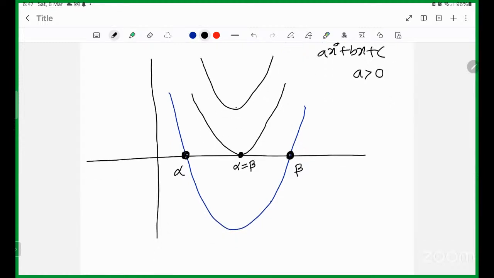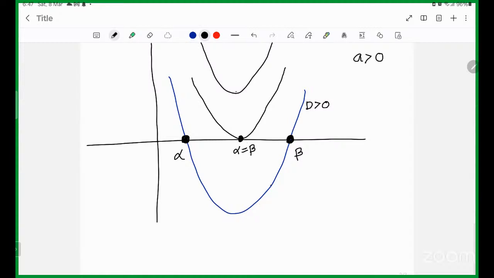Real root matlab kya hai? Where the हमारा curve crosses the x-axis or touches the x-axis, then only we will be able to get real values of x. So in this particular case, we are getting two crossings, two distinct crossing. That means alpha and beta are distinct values. So ये कौन सा possibility है? D greater than 0 है.